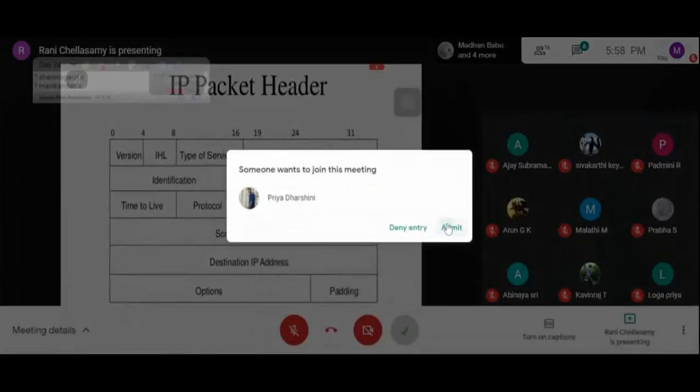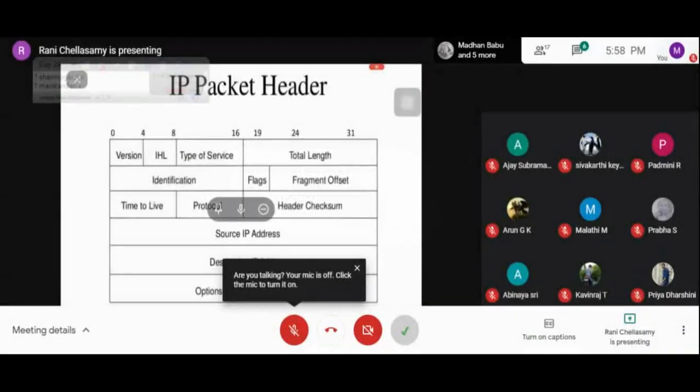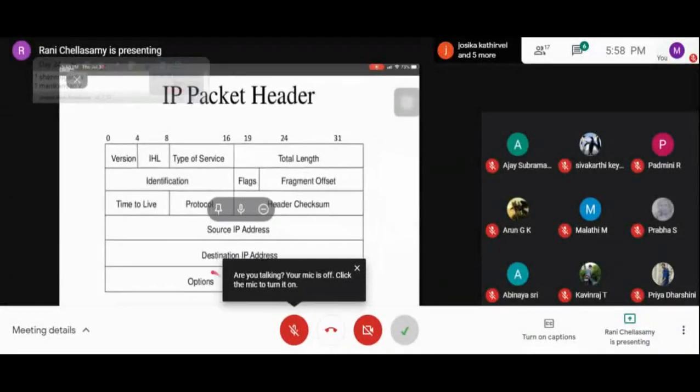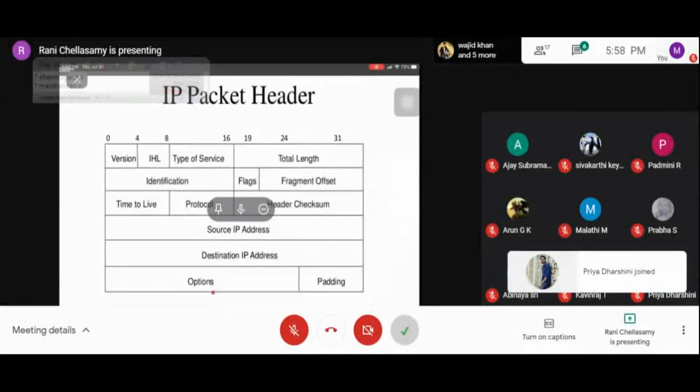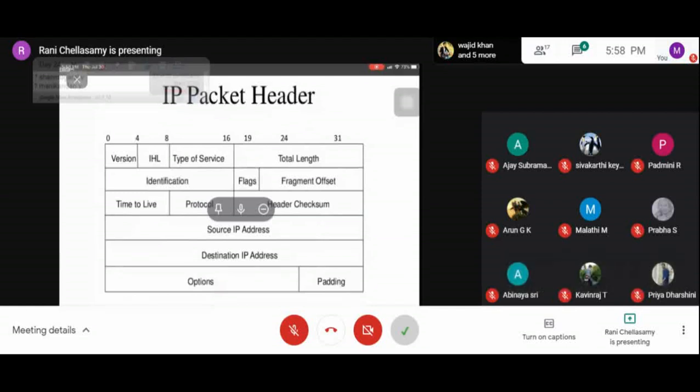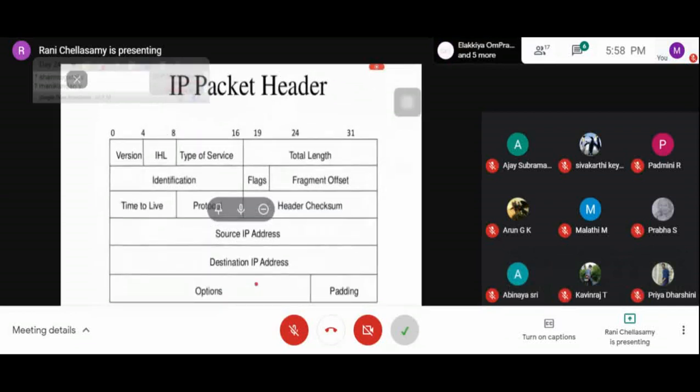So you can see here the option field. That option field can contain up to 40 bytes, so the maximum header length it can have is 60 bytes. Now you are seeing the version; the current IP version is 4.